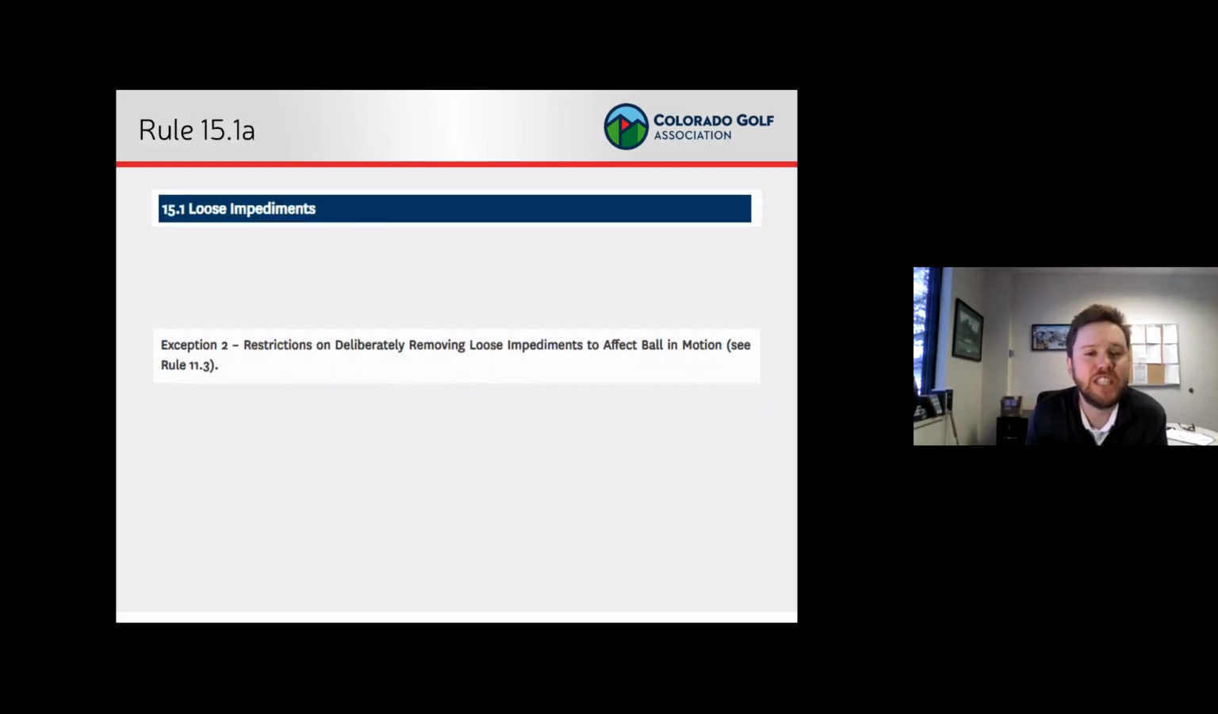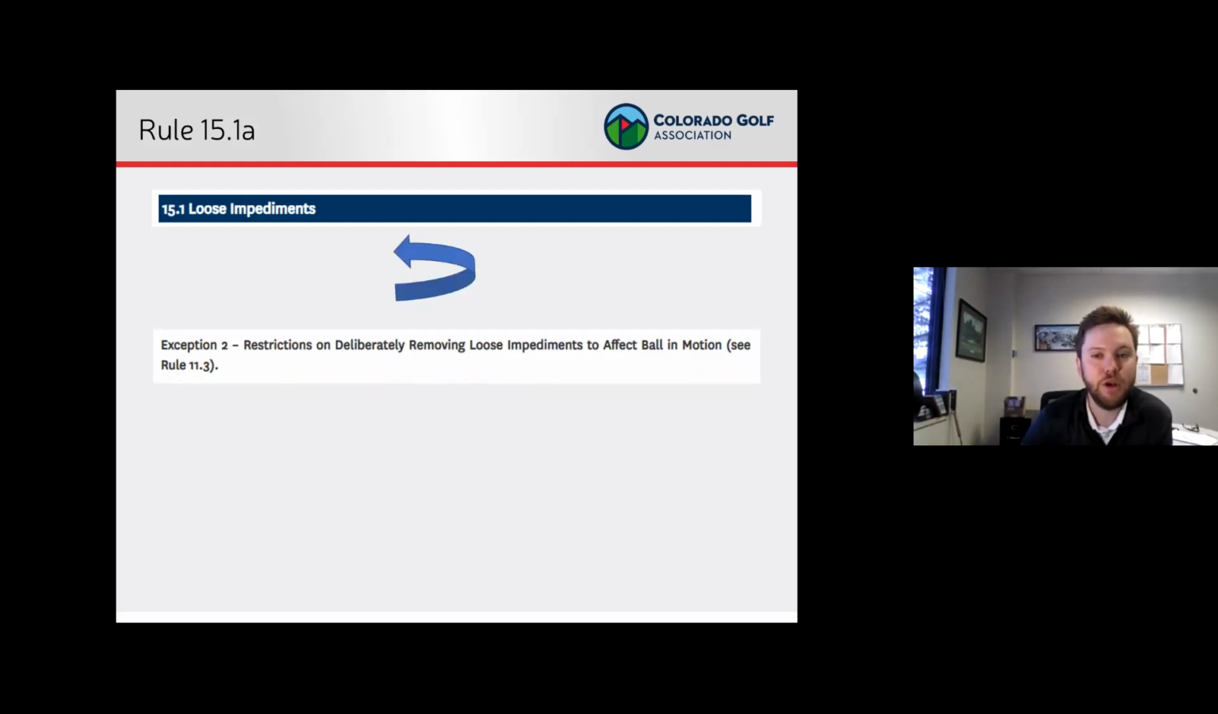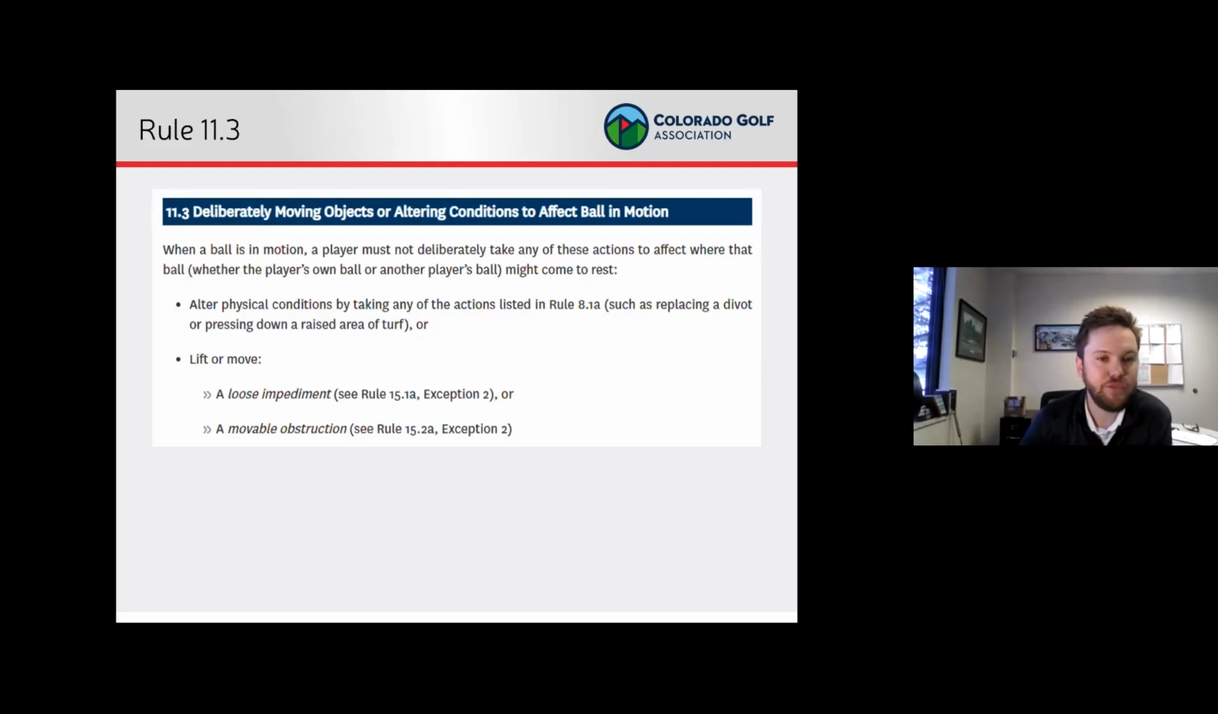All right, so exception 2, we can't remove a loose impediment to affect a ball in motion. 11.3, we covered this about a month ago, but real quick, we'll go back and look. It says when a ball is in motion, a player must not deliberately take any of these actions to affect where that ball, whether the player's own ball or another player's ball, might come to rest. And we cannot alter physical conditions by taking any of the actions listed in 8.1a, which is replacing a divot or pressing down a raised area of turf, or lift or move a loose impediment or movable obstruction.